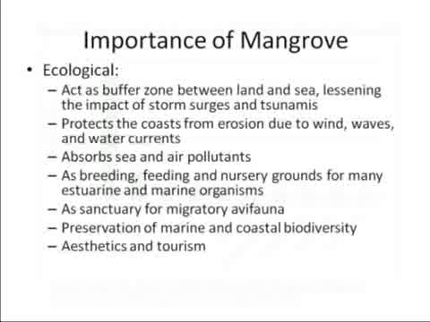Ecologically, mangroves act as a buffer zone between land and sea, lessening the impact of storm surges and tsunamis. They protect the coast from erosion due to wind, waves, and water current. They absorb sea and air pollution. Mangroves also serve as breeding, feeding, and nursery grounds for many estuarine and marine organisms, and a sanctuary for migratory avifauna. They are important in the preservation of marine and coastal biodiversity and provide aesthetic value and opportunities for tourism.